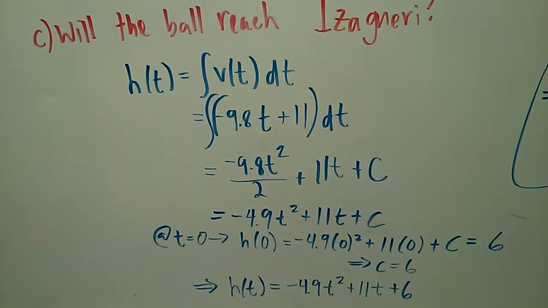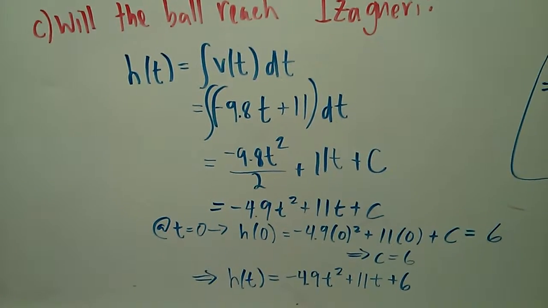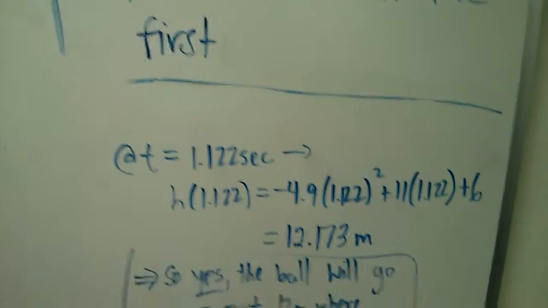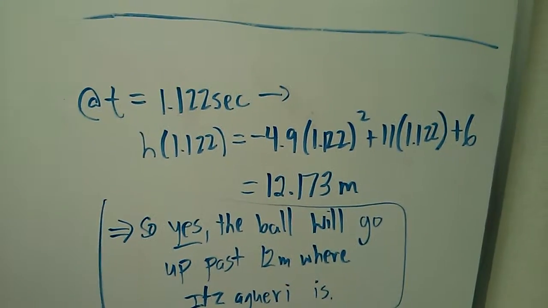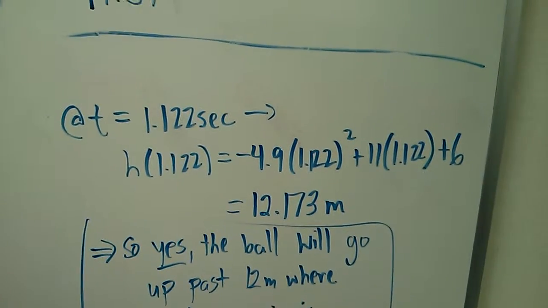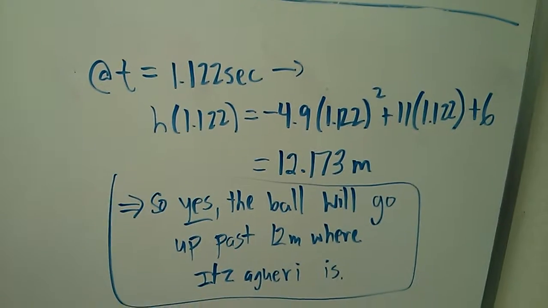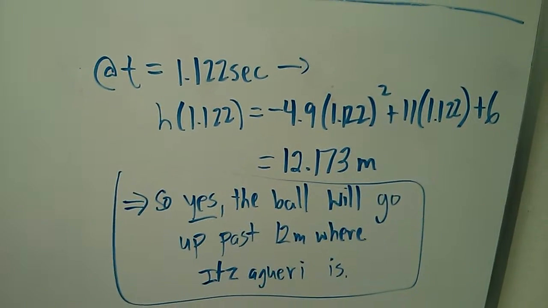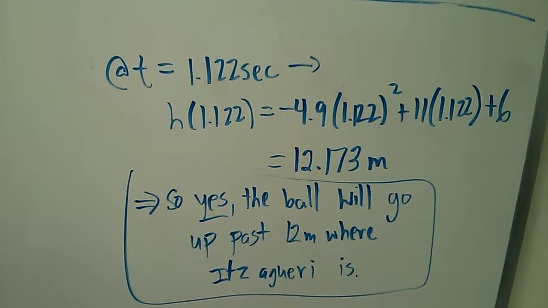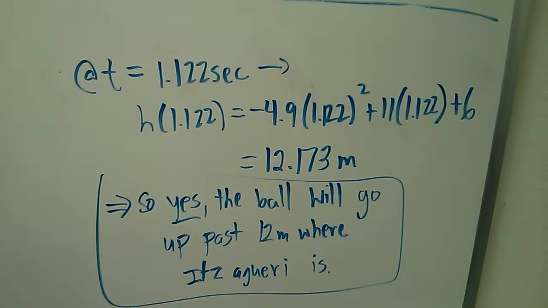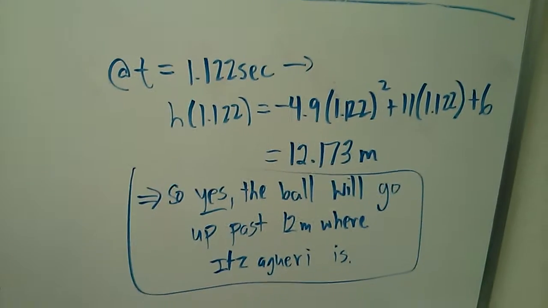We know the maximum height was at a time of 1.122 seconds, so we plug that in. At time equal to 1.122 seconds, we get a height of 12.173 meters. So the ball reaches that high. So yes, the ball will go up past 12 meters where Itsaguri is, so she'll be able to catch it if she wanted, because it can go that high.